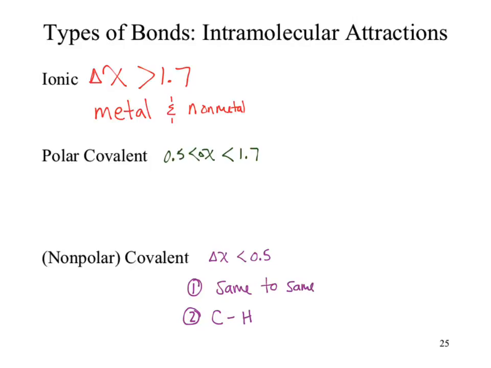Keep it simple. That shows up somewhere else, actually. So, back to the hard one, polar covalent. How do we know we have a polar covalent bond? Again, my students can't answer.